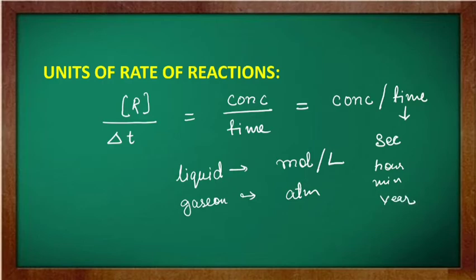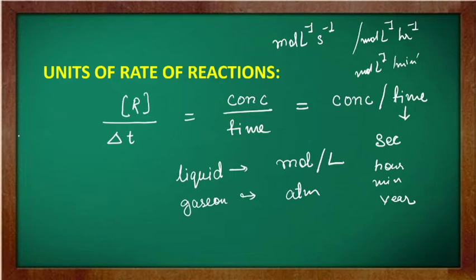तो अब units of rate of reaction जो है वो concentration per time होता है. तो concentration per time मतलब it can be mole per liter per second, it can be mole per liter per hour, it can be mole per liter per minute, मतलब कुछ भी इस तरह से. और अगर gaseous substance हुआ so it can be atm per second, it can be atm per hour, it can be atm per minute. So this is how the units of rate of reaction is expressed.